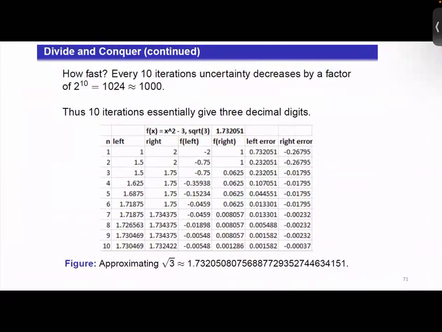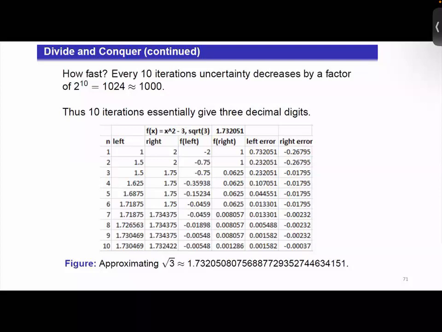The roots are going to be plus or minus the square root of 3, which is about 1.732. And then if I apply divide and conquer, let's guess the root is somewhere between 1 and 2. Then if I look at f of 1, I get -2. If I look at f of 2, I get 1. So there's got to be a root between 1 and 2. So now I look at f of 1.5. F of 1.5 is negative. F of 2 is positive. So the root's got to be somewhere between 1.5 and 2.